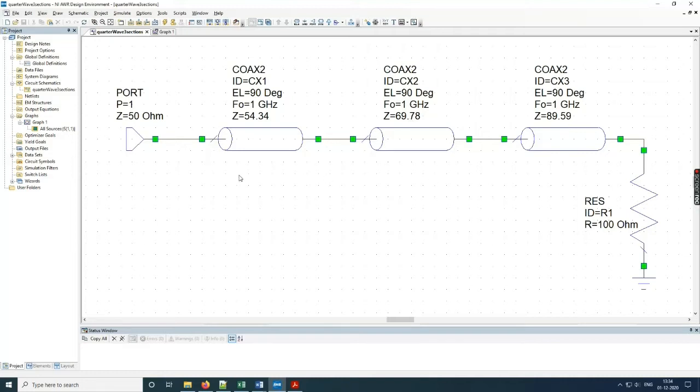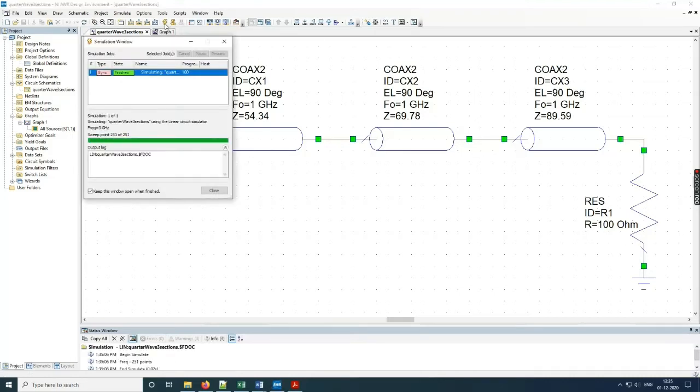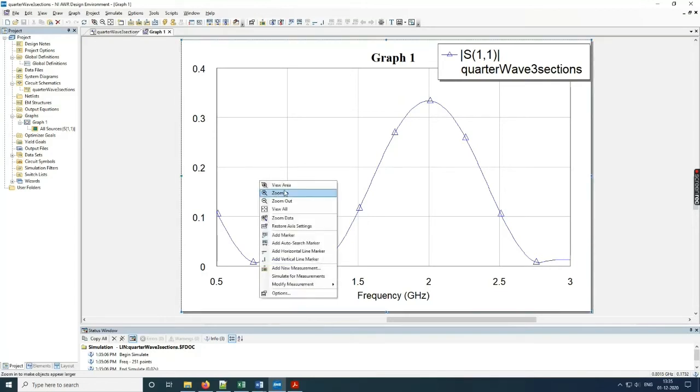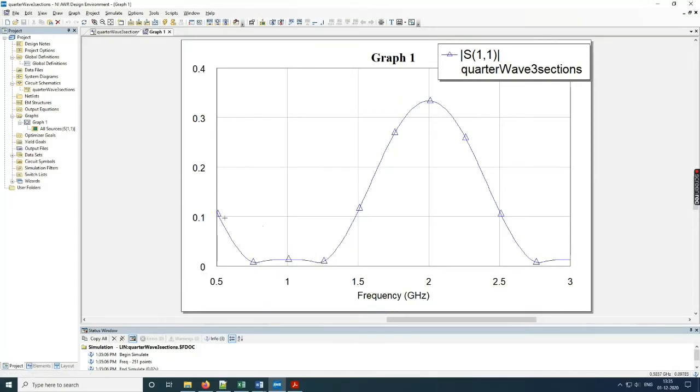So we expect that as we add more and more sections of quarter waves with predetermined impedances, the bandwidth of matching should increase. If I simulate this, as you can see, the bandwidth has increased even more. So let us see what it is now. Here we have a bandwidth from almost 500 megahertz to almost 1.5 gigahertz. So it is much higher than the earlier 2 cases.